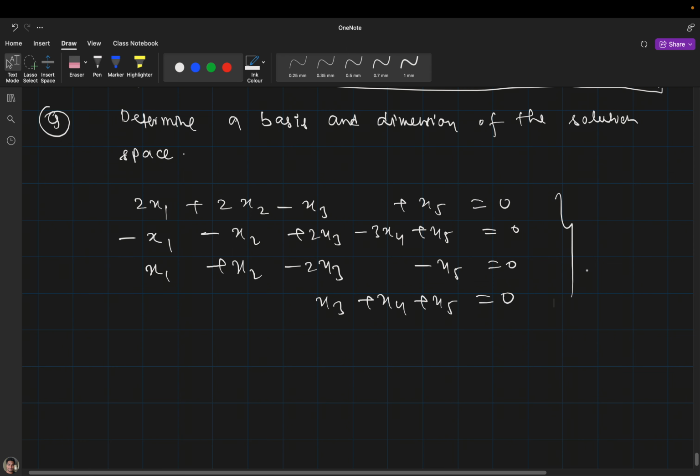It is asking to find the basis and dimension of the solution space. First, just tell me what is the number of solutions. After just looking, what will be the number of solutions of this system? So infinite. Good. Now solve this and find the dimension and basis of that solution set.